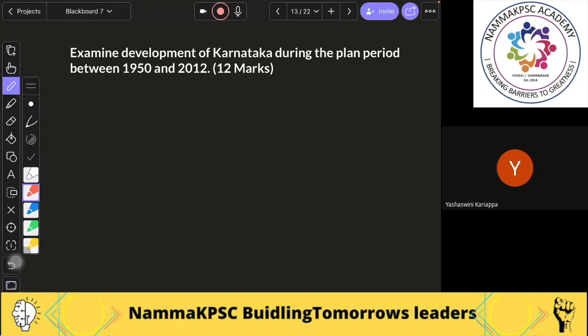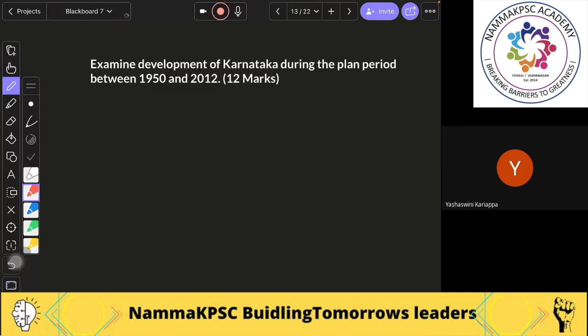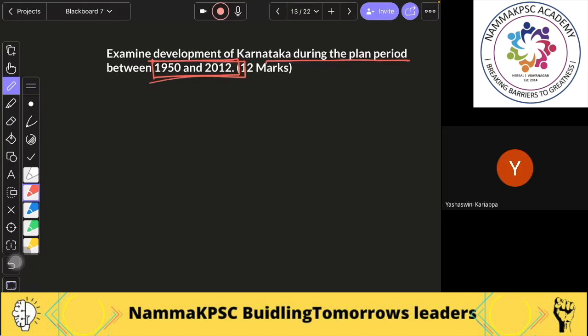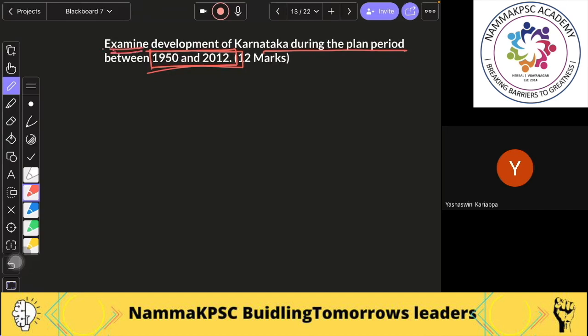It's one vast topic, so obviously you would require some more time. Anyways, fine. So examine the development of Karnataka during the plan period between 1950 and 2012. Okay, examine the development. So here you have to write what it has achieved and what was the shortfall.